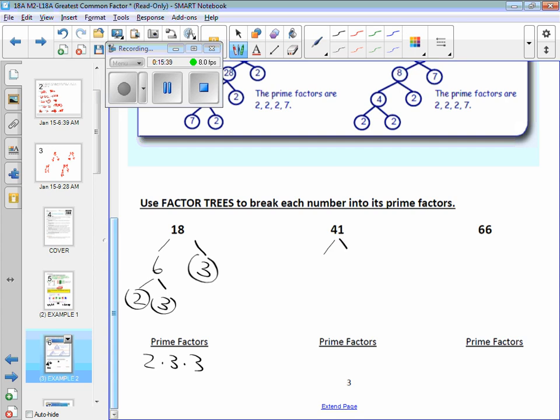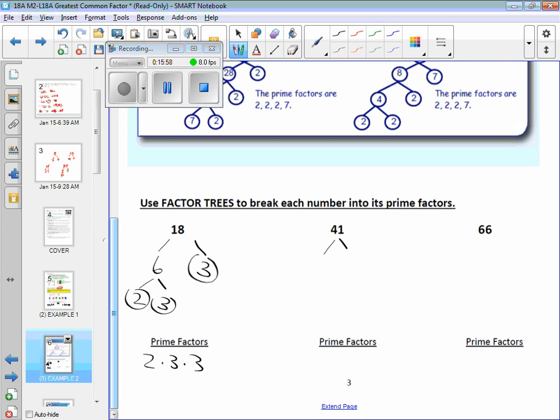Let's do 41. 41 throws you a curveball. Are there any numbers that go into 41 other than 1 and itself? No. I can't think of anything. And if you get stuck, go through your divisibility rules. Will 2 work? No, it's not an even number. Would 3 work? No, you add up the digits. 4 plus 1 is 5. 3 doesn't go into it.